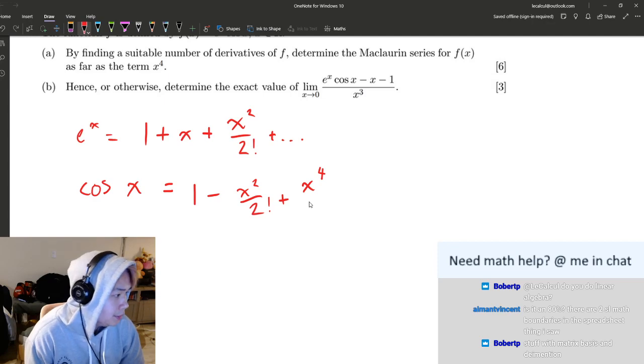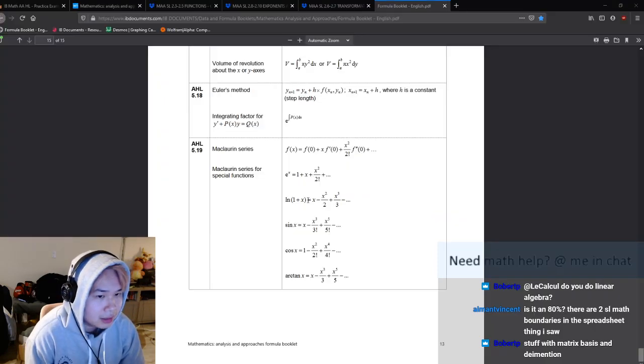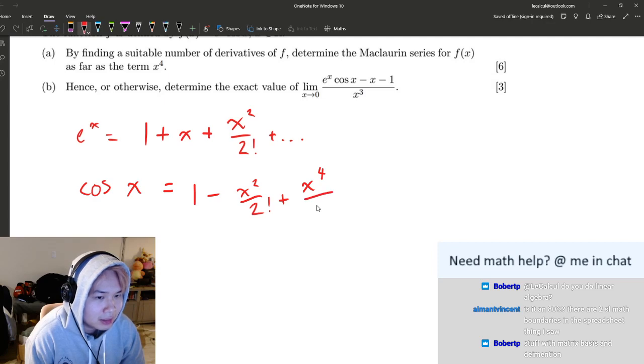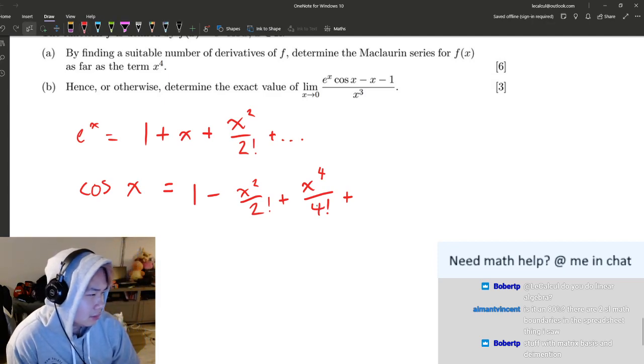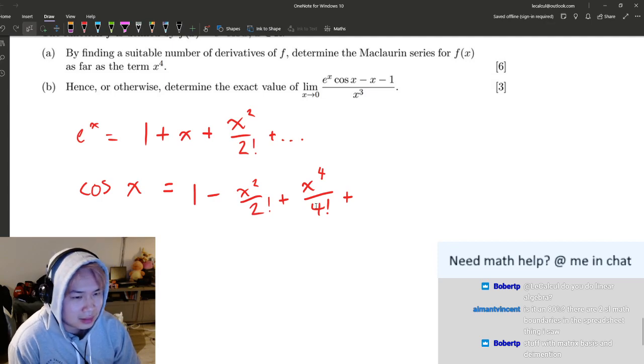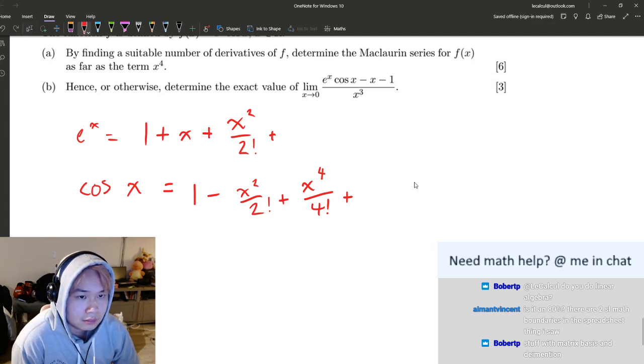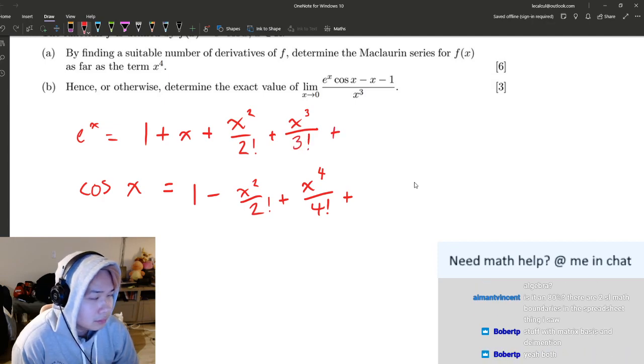Stuff with matrix bases and dimension, possibly. Are you trying to find a basis or finding out how many dimensions a matrix has? Do you have a particular example?